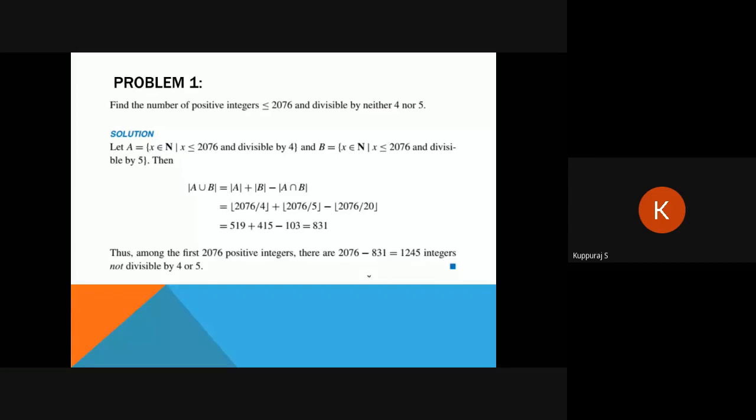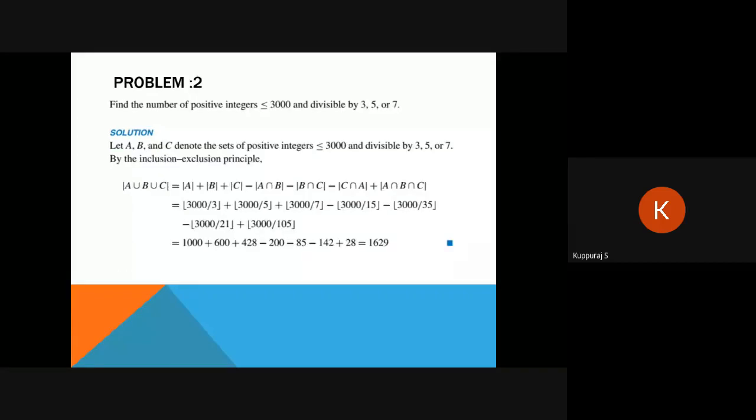That is the set of all 1245 integers which are less than or equal to 2076 and not divisible by 4 or 5. Okay, next problem. Problem 2. Up to this we saw in the last class. Problem 2 is a newer one. What's problem 3?